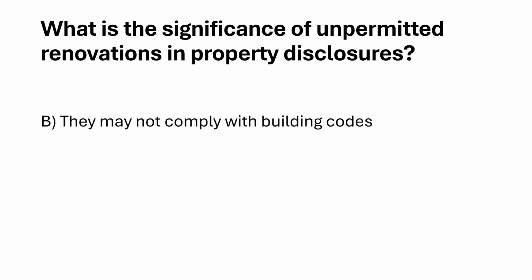But if it was not permitted, then I don't know the answer to either one of those questions. I don't even know if you're allowed to have what you've done, and I certainly don't know if it's safe, right? So B would be the right and best answer here. They may not comply with building codes if we find out it was unpermitted.